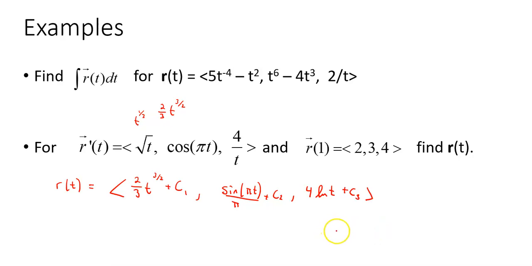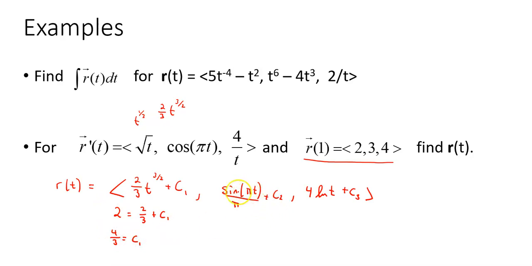And now for each of them, I need to evaluate it at 1, because here it tells me this is my initial condition, that r of 1 equals 2, 3, 4. So if I put a 1 in here, I get 2 equals 2/3 times 1 plus a constant. All right, so 2 is the same thing as 6/3. So 4/3 is my c sub 1.